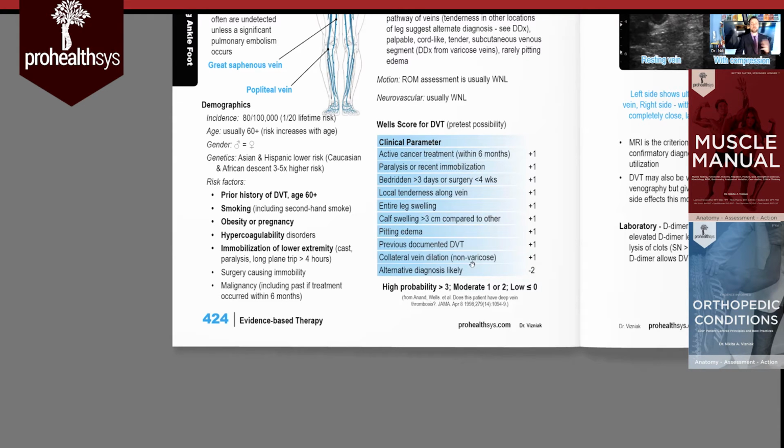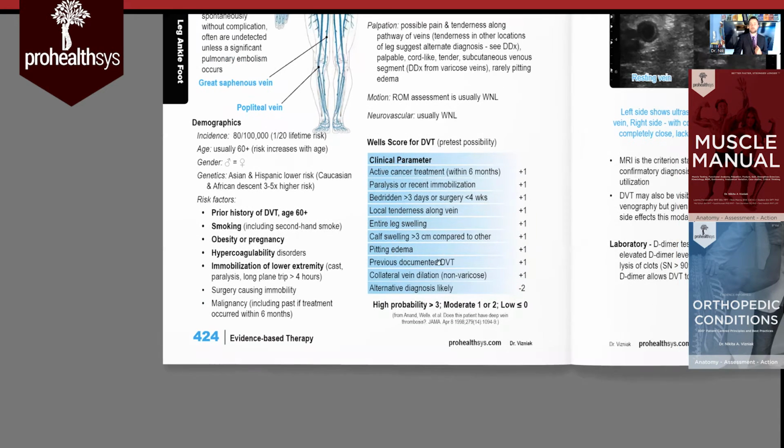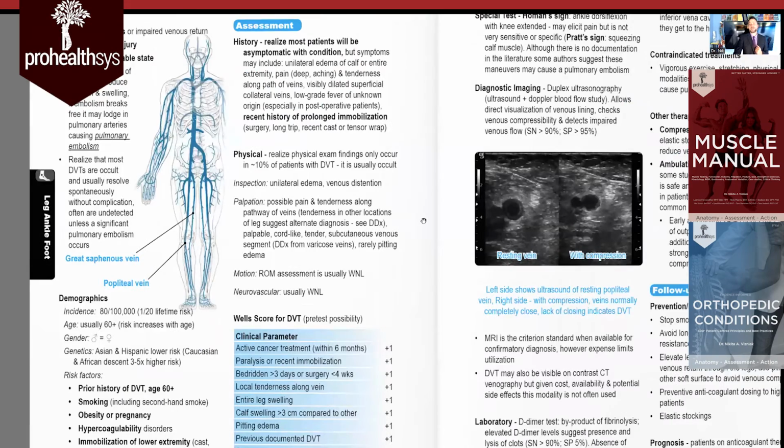So again, this can be tricky in our older patients who may have coexisting varicose veins. And is an alternative diagnosis likely? Then it's like -2 on this scale. But if you have 3 of these things, it's enough to think that somebody might have a deep vein thrombosis. Realize that it is often looked for but not found.